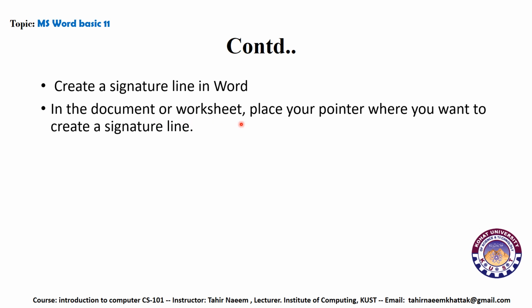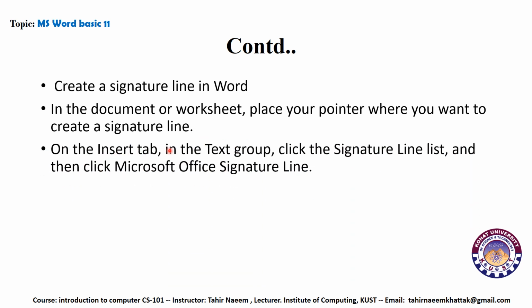In the document or worksheet, place your pointer where you want to create a signature line. So basically, wherever we want to put our signature, our cursor must be placed in that same place. On the Insert tab, in the text group, click the signature line list and click Microsoft Office Signature Line. So basically we will go to the Insert tab, then to the text group, click on the signature line list, and then click Microsoft Office Signature Line.